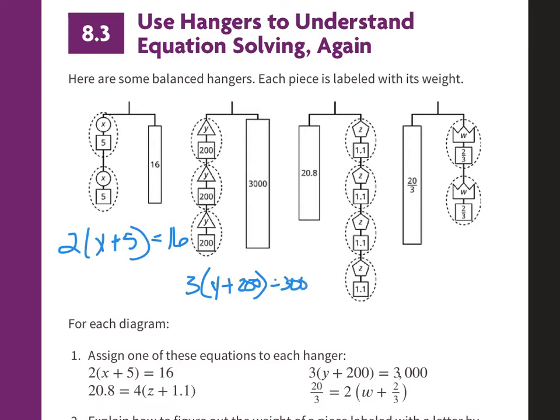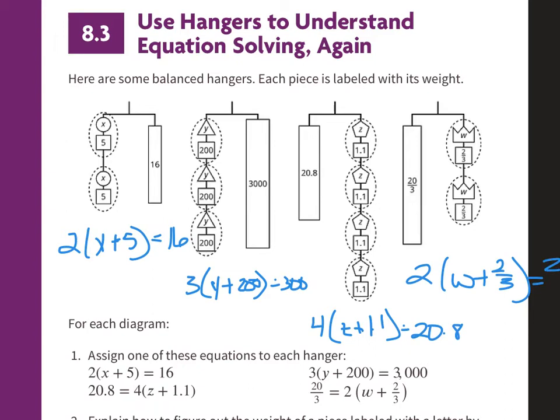The next one, we have 4 groups. And then in each parentheses, we have z plus 1.1, and that equals 20.8. And the last one, we have 2 groups again. W plus 2/3 on the inside, and then that equals 20/3 on the other side.